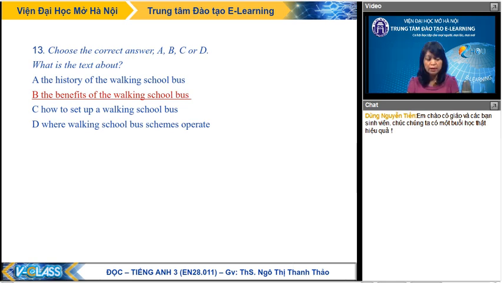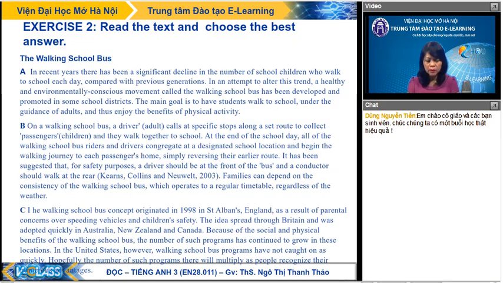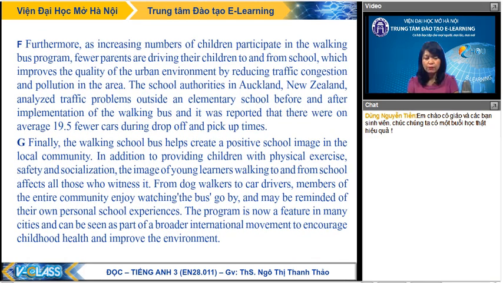Right. So what is the text about? It is about the benefits of the walking school bus. After reading and doing the whole exercise here, we can say that the text here is about the benefits of the walking school bus. Okay? So do you want to look at the first paragraph? Yeah, I would like to look at paragraph A here. This is only one of the first benefits of the walking school bus mentioned here.